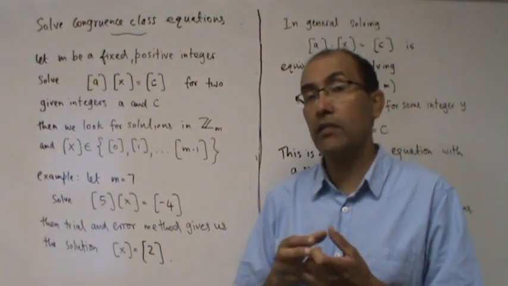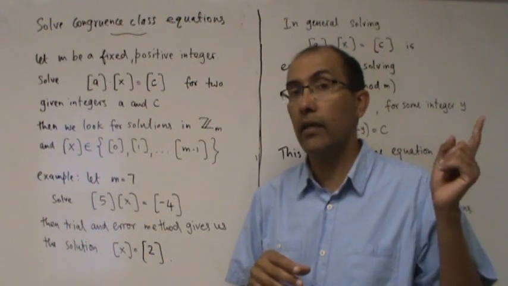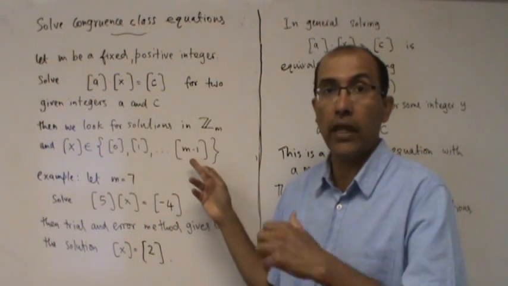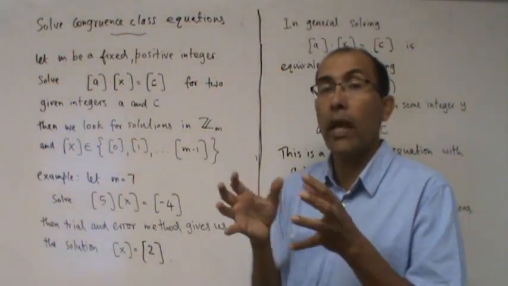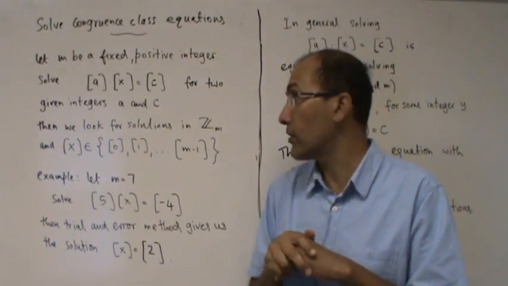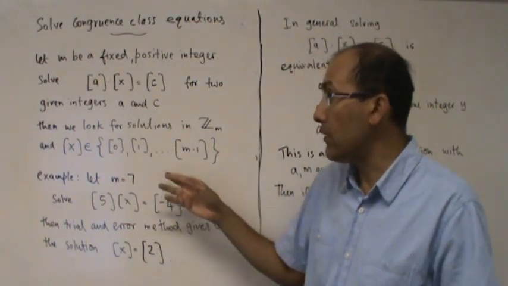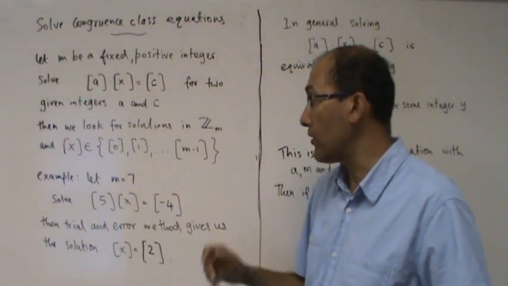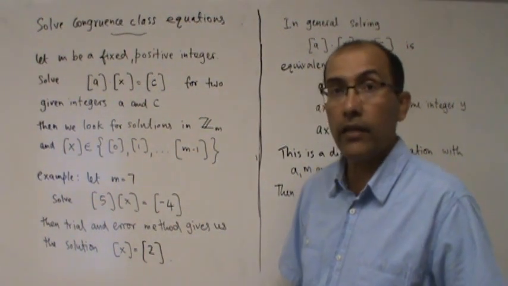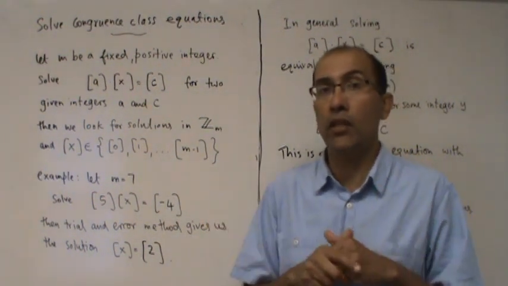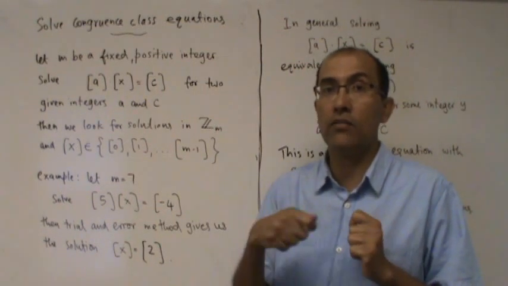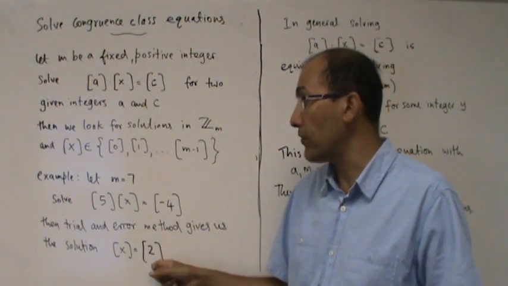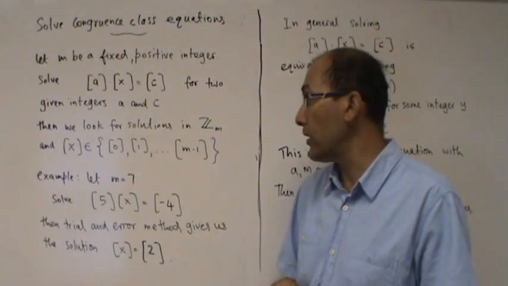This is finite mathematics, this is modular mathematics. Unlike the earlier examples, here we know that the solution has to come in this class, so there are maximum only m possible cases that we have solutions for. For example, let m be equal to 7, and if I want to solve this congruence class equation 5x = -4, I can use trial and error because I know there are only 7 possible solutions for x maximum, so I can just use an exhaustive method and plug them in, and you will very soon find that x = 2 is the solution.